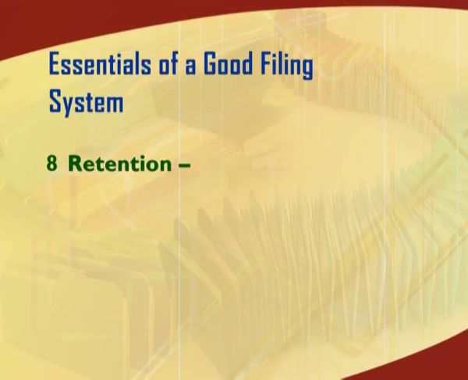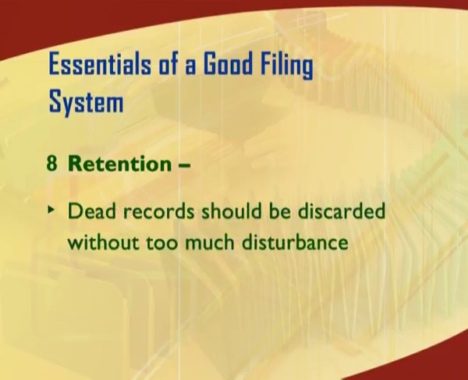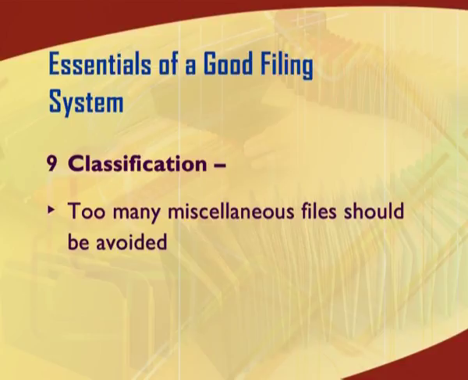Retention. The system should be such that live records only are kept for the requisite period of time. Dead records should be discarded without too much disturbance. There should be a specific retention policy for this purpose. Classification. The filing system should be supported by a proper system of classification. A proper system of classification helps in inserting as well as locating the documents in the files. For this purpose, too many miscellaneous files should be avoided.